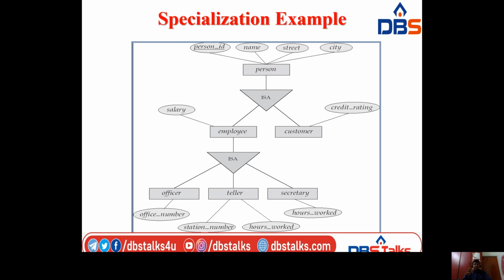The attributes available in the teller and secretary also come down in the same way. For example, an officer contains the attributes from above, such as salary, person ID, name, street, city, etc. All of these are inherited by the officer or teller. Now this is about the specialization concept.